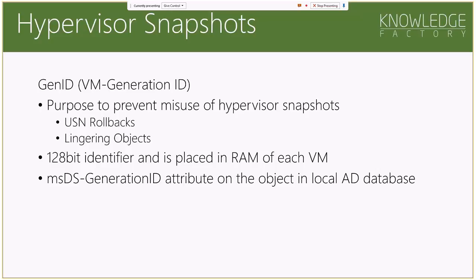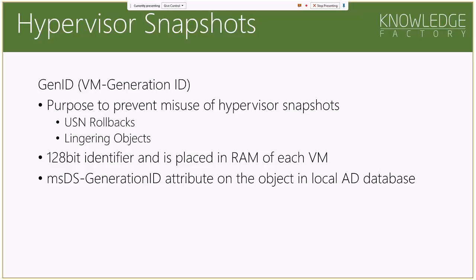So what Microsoft did is they created a VM generation ID, which is a random 128-bit identifier, and it comes with 2012, and it's placed in RAM on each virtual machine. Every VM gets its own VM GenID from the platform. The virtualization platform keeps the GenID the same for a VM unless the VM is reverted back to a snapshot.